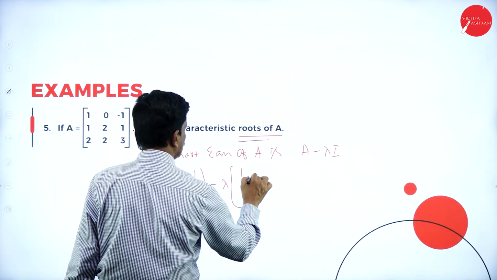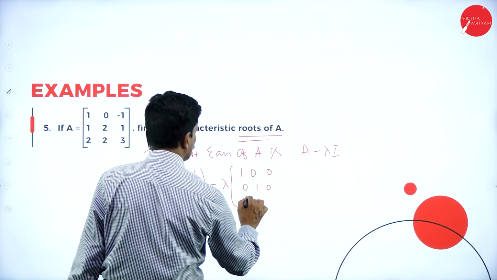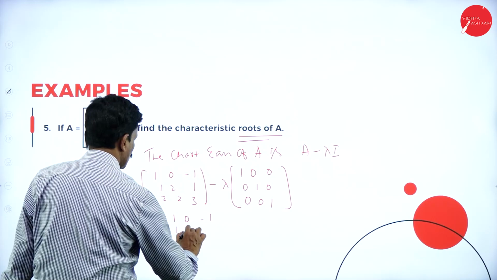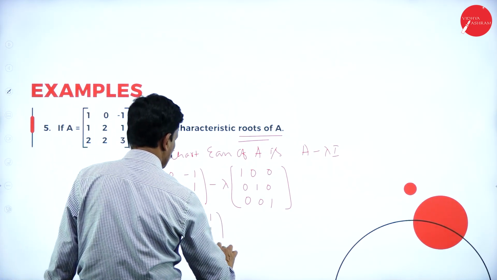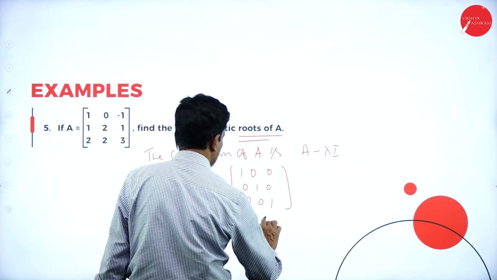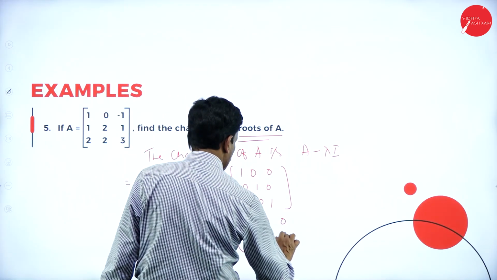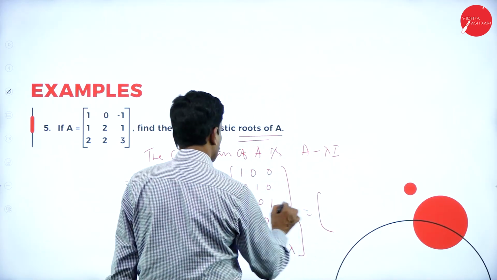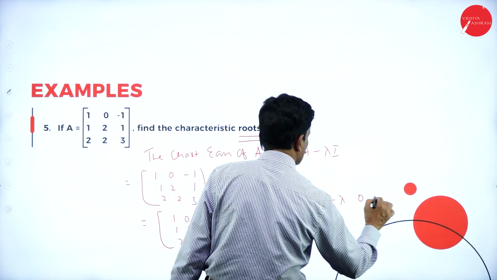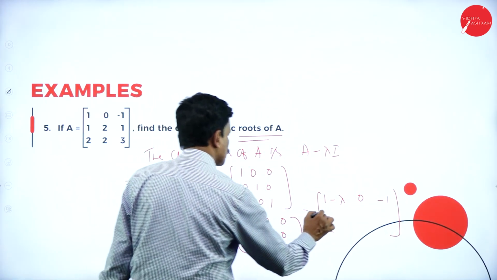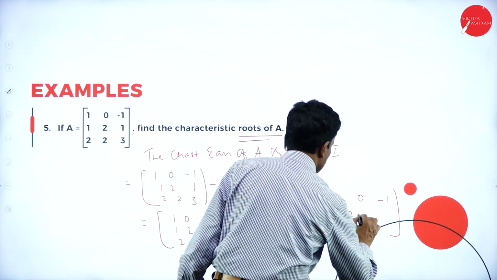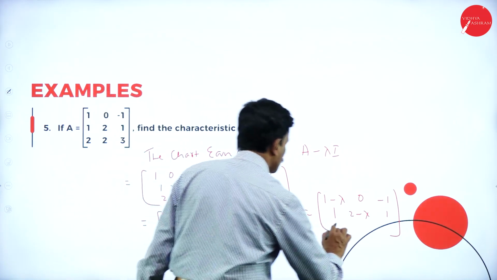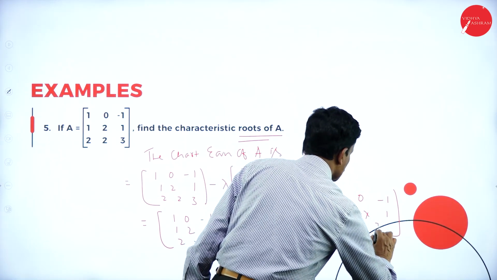minus lambda into the identity [1, 0, 0; 0, 1, 0; 0, 0, 1]. So this can be written as [1, 0, minus 1; 1, 2, 1; 2, 2, 3] minus lambda times the identity, that is lambda into 1 is lambda, 0, 0, 0, lambda, 0, 0, 0, lambda. Simplify this. This is equal to 1 minus lambda, remaining is 0, minus 1 as it is. 1 minus 0 is 1, again 2 minus lambda and 1, again 2 minus 0 is 2 and 2, then 3 minus lambda.